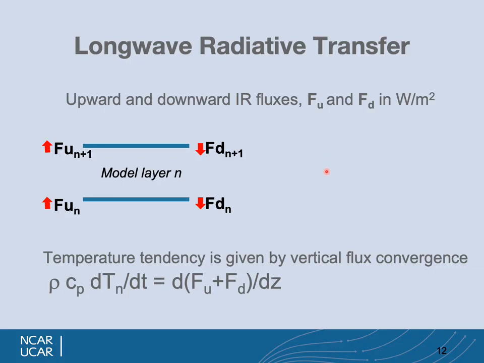The temperature tendency is the flux divergence given by this formula at the bottom, where the rate of change of temperature in a layer depends on the flux divergence across that layer. So if the flux is diverging, that's a cooling effect.